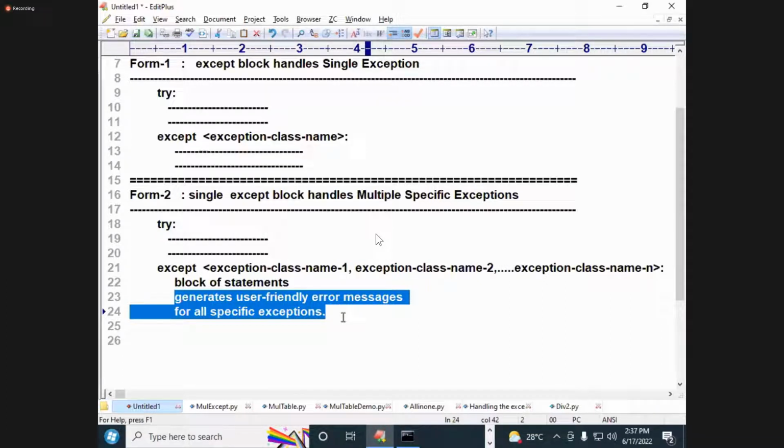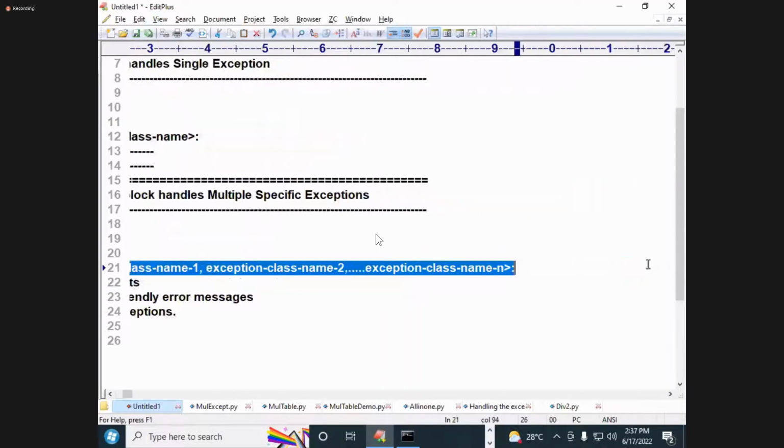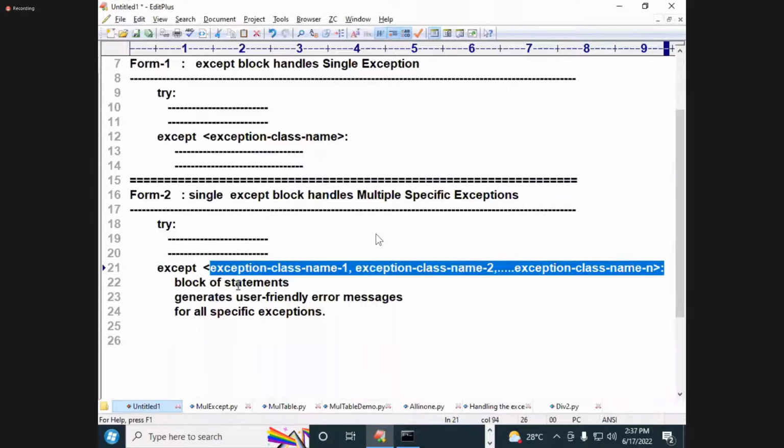A student fails in BTech first year. Parents strictly warn, be careful in BTech first year and be careful in the future also, in second year, third year and fourth year. There is really a suggestion for them. Similarly, if these many exceptions are there, for every exception, what are we generating? User-friendly error messages.